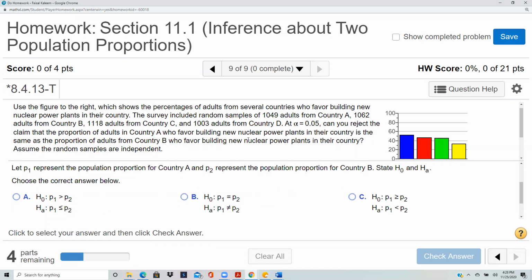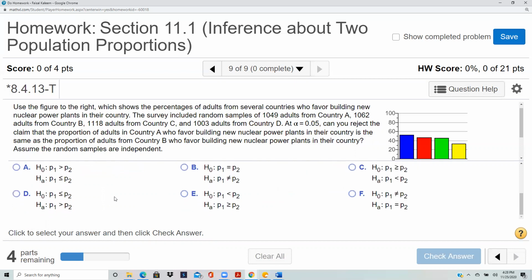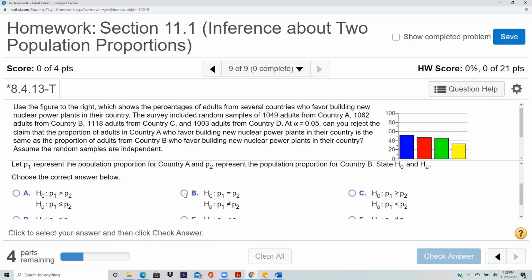State the null. So we are trying to see, can you reject the claim that it's the same? So rejecting the same means not equal to. So the null will have equals and the alternative will have not equals. So it's this one.